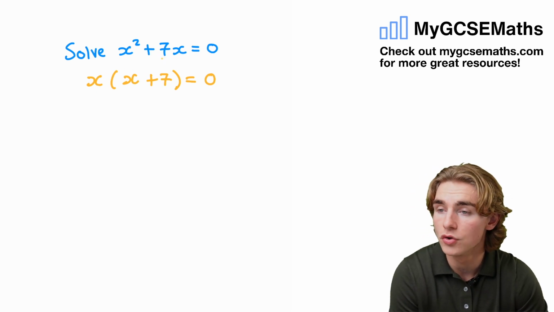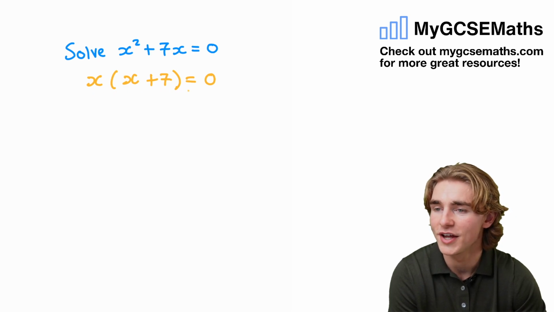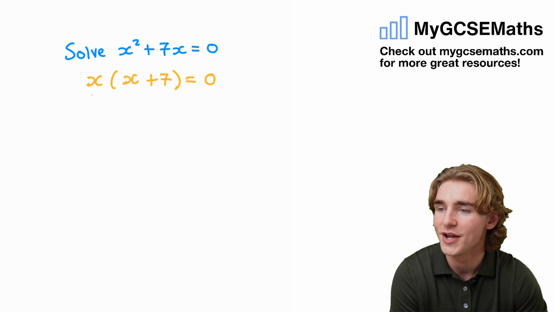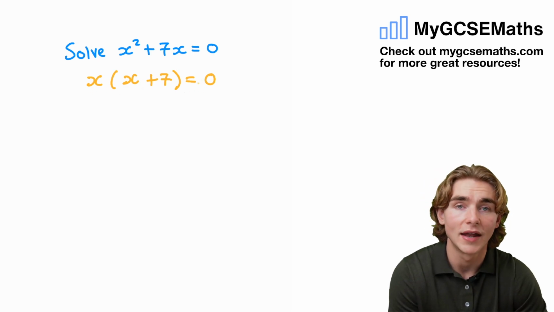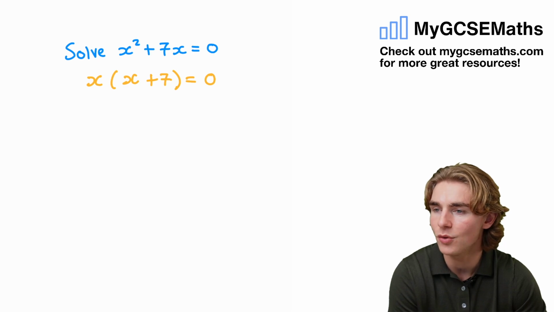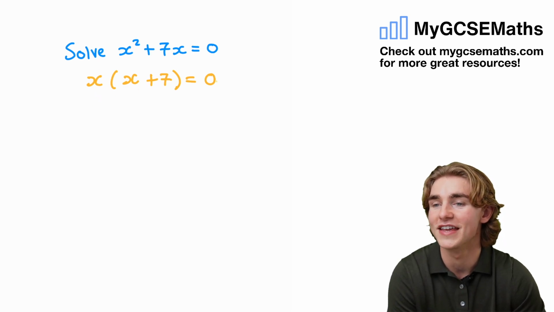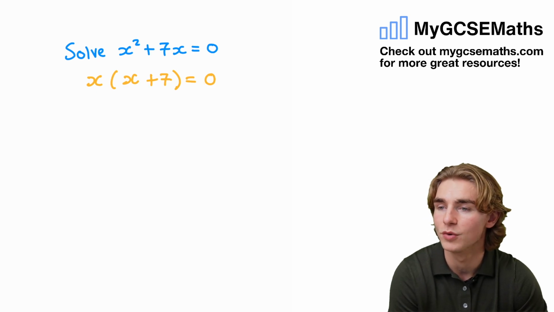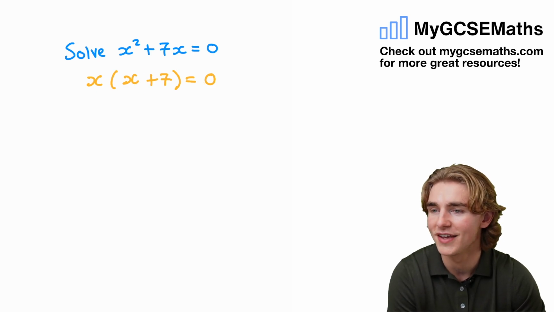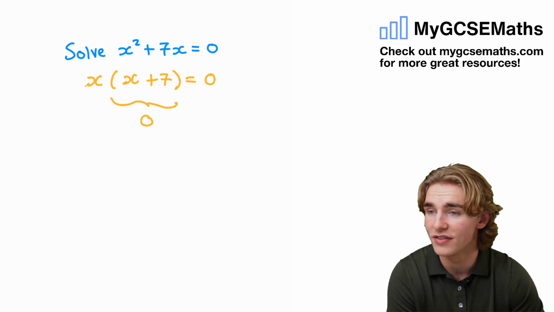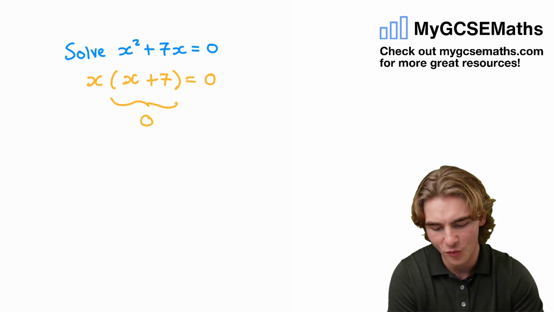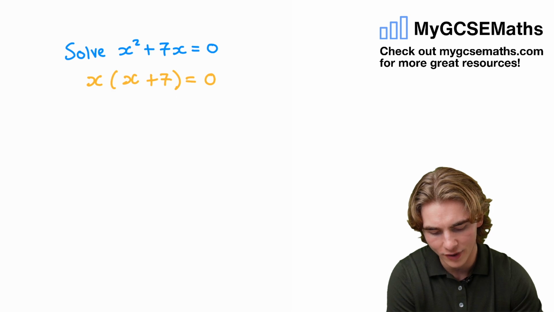From here, what do we do? We find the two different values of x which mean that x times by x plus 7 is equal to 0. Now, one of the values is going to be that x is equal to 0, because then we have 0 times by whatever this is, and that is going to give us 0. The other value of x would be whatever value makes this bracket equal to 0, because then we would have this bracket of 0 times by whatever this value of x is, and that would also work out to be 0.